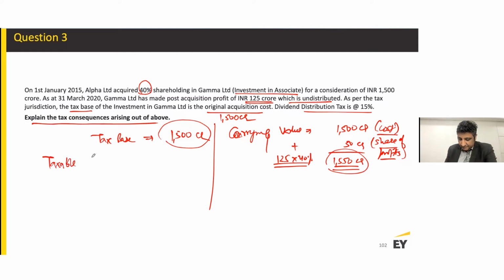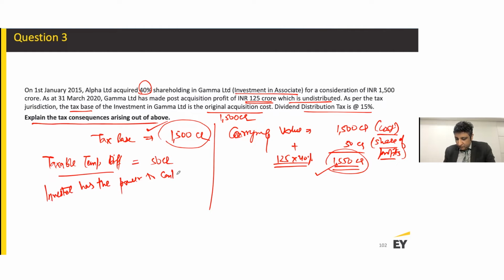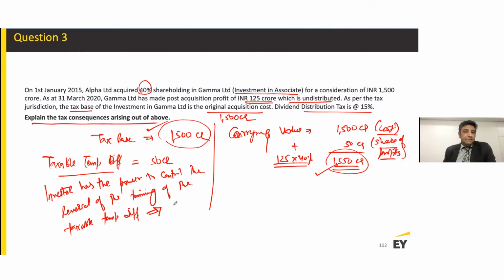Now, with the carrying value of 1550 crores and a tax base of 1500 crores, this essentially results in a taxable temporary difference of 50 crores, because my carrying value is more than the tax base, right? Now, if you go back to the exception to the recognition of a deferred tax liability, the exception mentions that if the investor has the power to control the reversal of the timing of the taxable temporary difference, only in that case you cannot recognize a deferred tax liability.